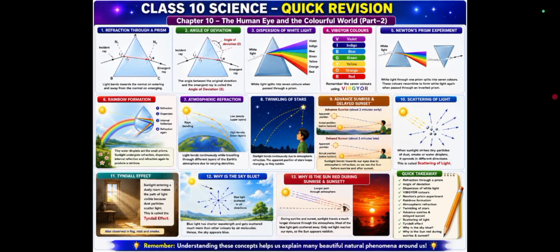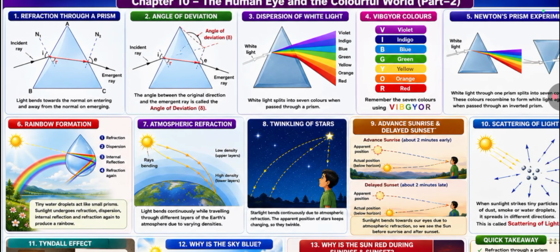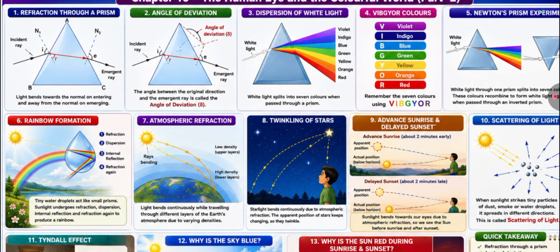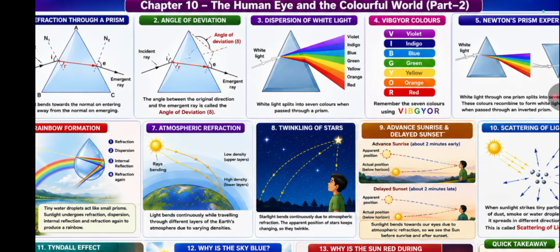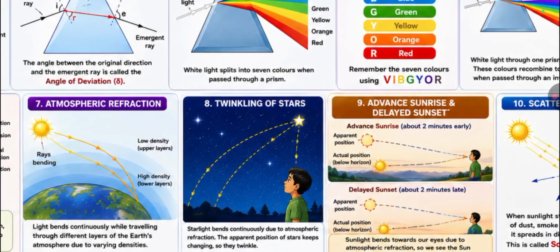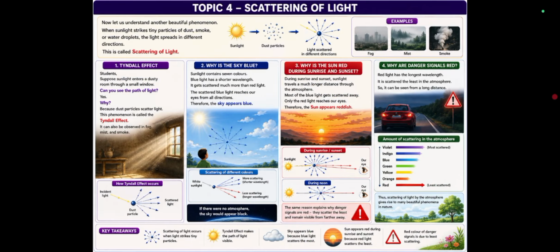Now, what we learned in this lesson today, a quick revision. Here we discussed the topics: refraction of light through the prism, angle of deviation, dispersion of light into colors, Newton's prism experiment, rainbow formation, atmospheric refraction, twinkling of stars, advanced sunrise and delayed sunset, and scattering of light.